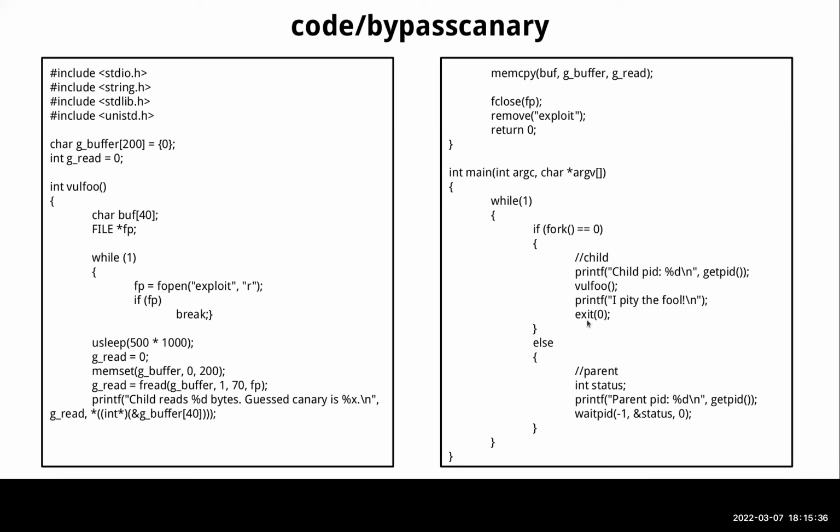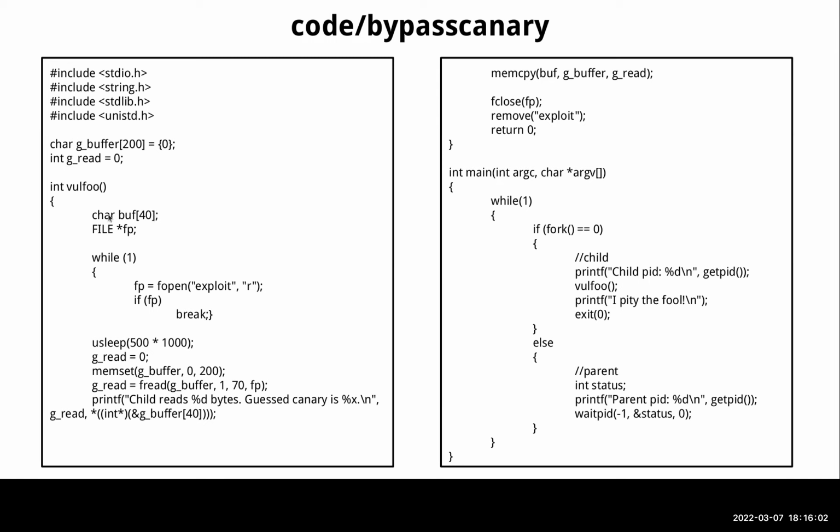So the parent says, hey, the child exited, no matter whether the child exited because you crashed it or it printed out IP to the foo. What will happen? It will create another child for you to hack. And the child will have the same canary, okay?